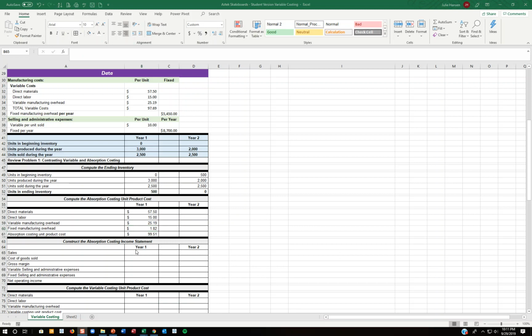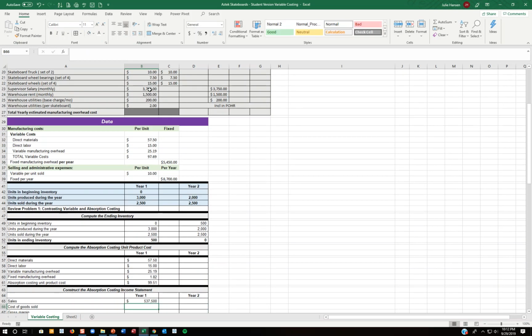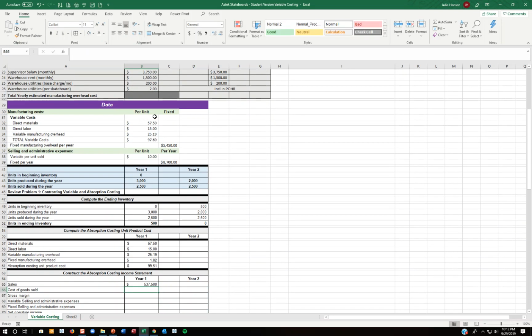So the second part is to go down here and create an absorption costing income statement for the first year. So remember how many we sold, which was the 2,500. We're going to multiply that times our sales price, which was given up here. And then we can see that our cost of goods sold will be our absorption unit costing times how many we sold. Okay, that doesn't look too pretty, so let's go ahead and put that in a dollar format. Alrighty, and that one should also be in a similar dollar format so we can see what's going on.